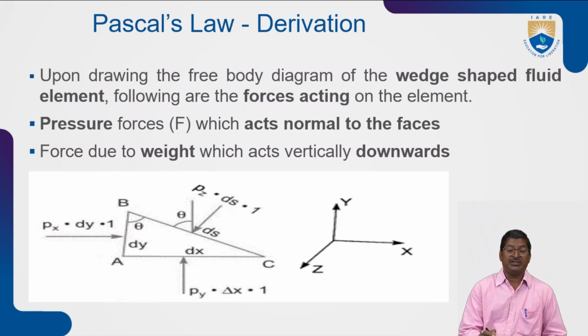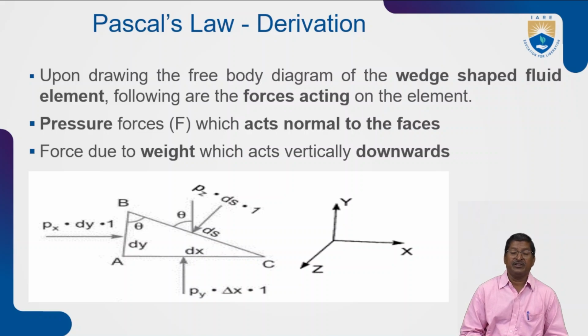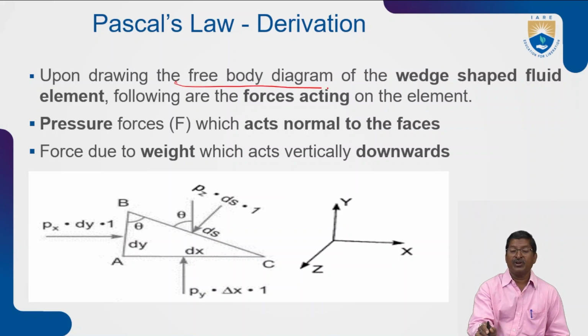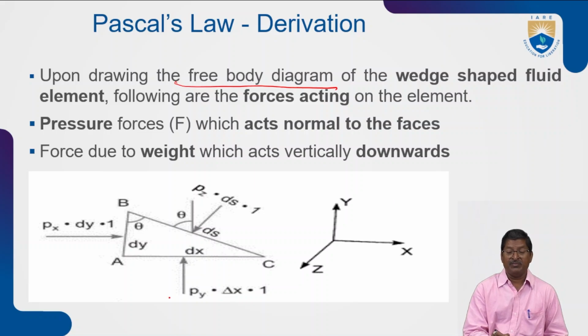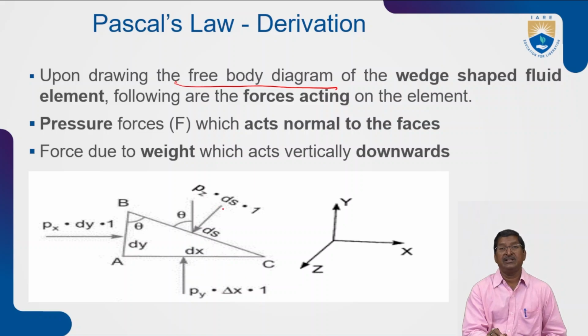So now if you see the derivation, upon drawing the free body diagram of the wedge fluid element, the following forces act on the element. So what is the free body diagram? It is nothing but a symbolic line diagram of the forces. It's a line diagram with the forces, which is called a free body diagram. So you can see this diagram here. So this is Pz, this is theta, theta, this is Px dy into 1, this is Py dx into 1, this is Pz ds into 1. This is the line diagram.